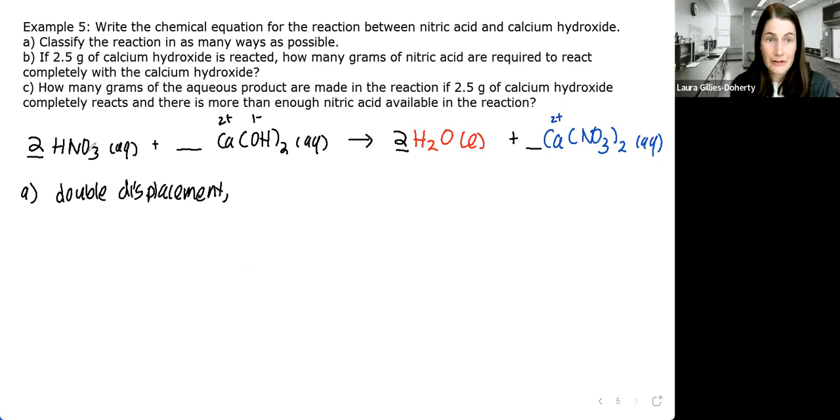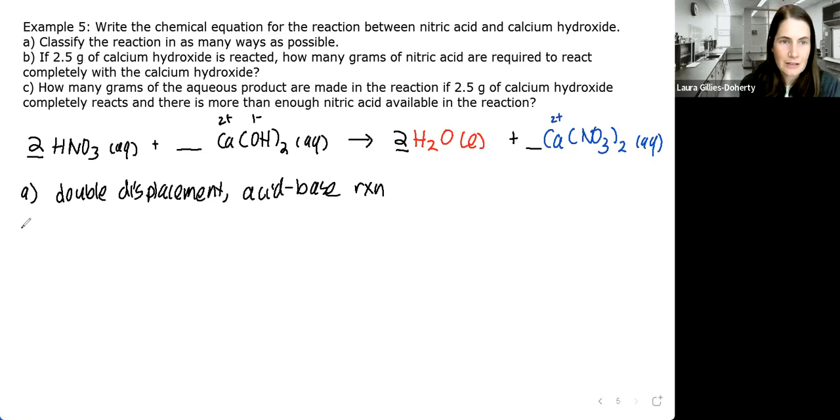And we reacted nitric acid with the base to make water and a soluble salt, an ionic compound. So that means it's also an acid-base reaction. It's not going to be a single displacement reaction. We already classified the reaction type based on what the atoms are doing. It's not a gas evolution reaction. We didn't make any gas. It's not a redox reaction. It's not a combustion reaction. So these are the 2 ways we can classify this reaction: double displacement and acid base.